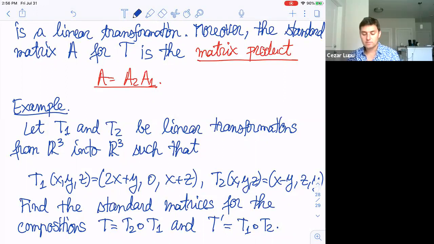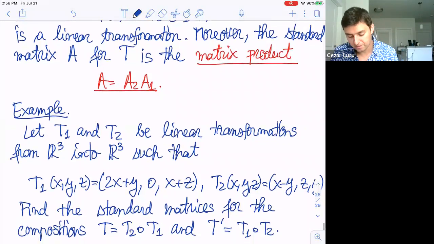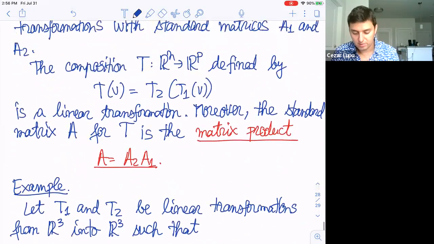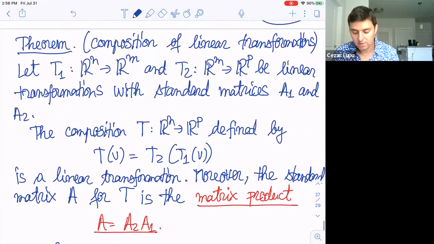And well, as you can see, this is pretty straightforward. What we need to do here is just to apply basically the above theorem. As you can see, just look at the above theorem, the composition of linear transformations. So in other words, I need to do what? To find the standard matrices for the two compositions. So what do I need to find? Can you tell me? By just looking at the theorem.